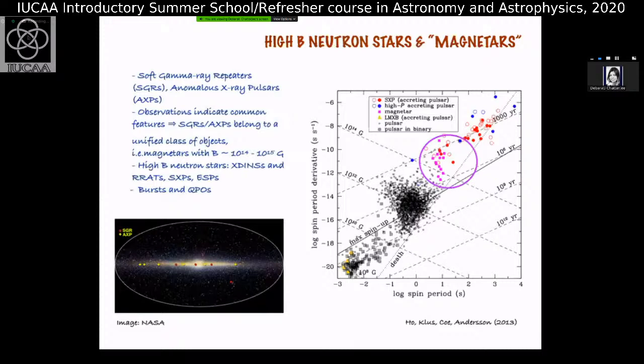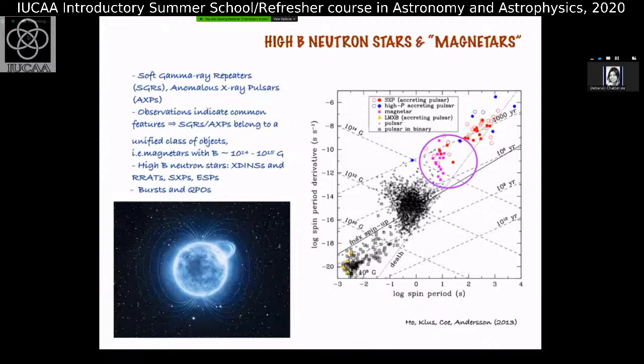Recently, there have also been observations of other highly magnetized neutron stars which are not magnetars, such as X-ray dim isolated neutron stars, rotating radio transients, SXPs, and so on. It is thought that there is actually an evolution between the population of neutron stars and magnetars. Now, in the presence of such strong magnetic fields, neutron stars show features like bursts and quasi-periodic oscillations, basically starquakes.